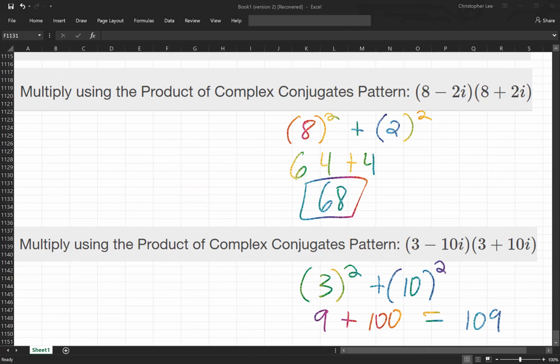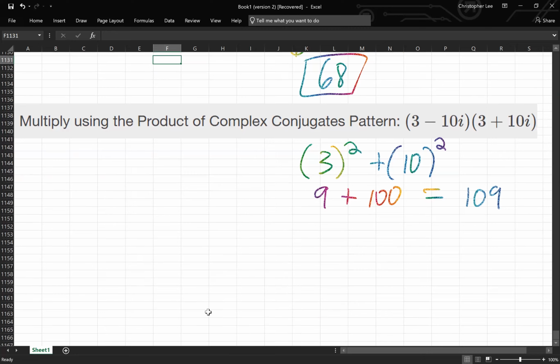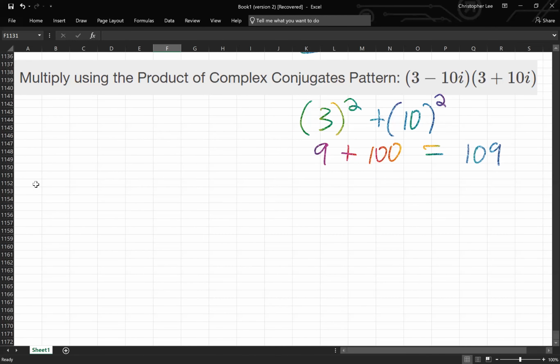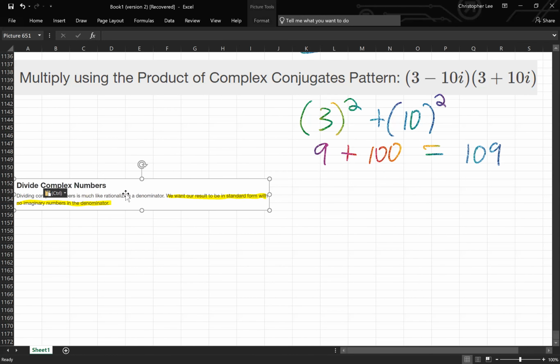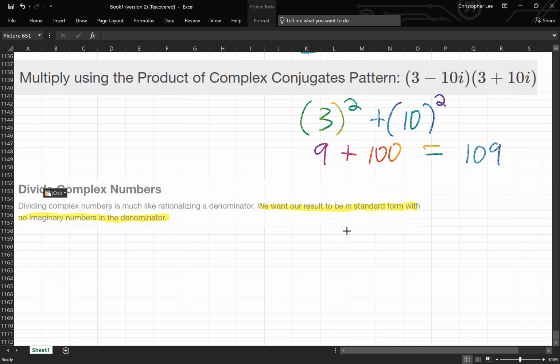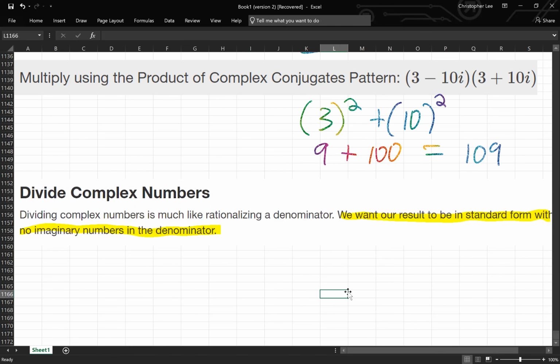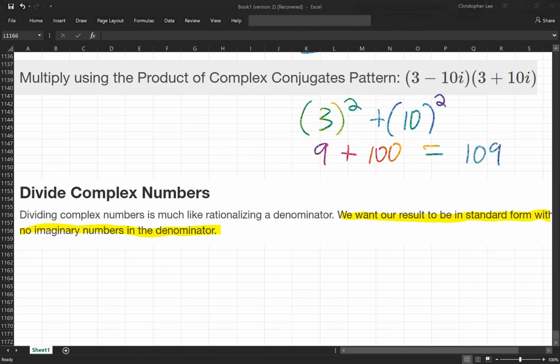All right, now we ready to get to the meat and potatoes. So we're gonna divide complex numbers. So dividing complex numbers is much like rationalizing a denominator. We want our result to be in standard form with no imaginary numbers in the denominator, right? So it is illegal to have imaginary numbers in our denominator, just like it is illegal to have radicals in our denominator. Same thing.